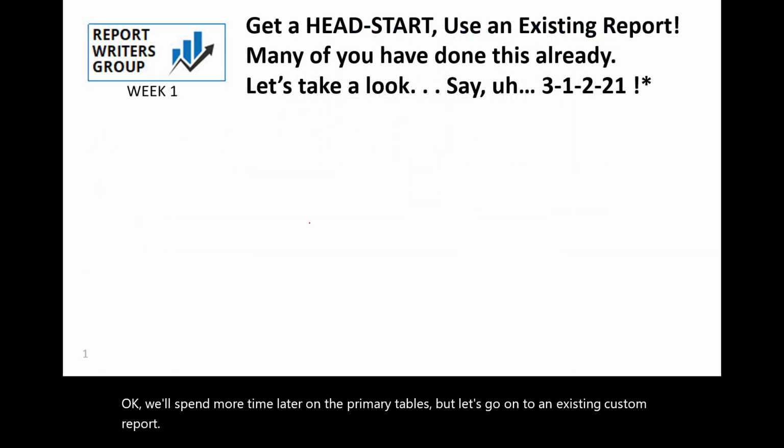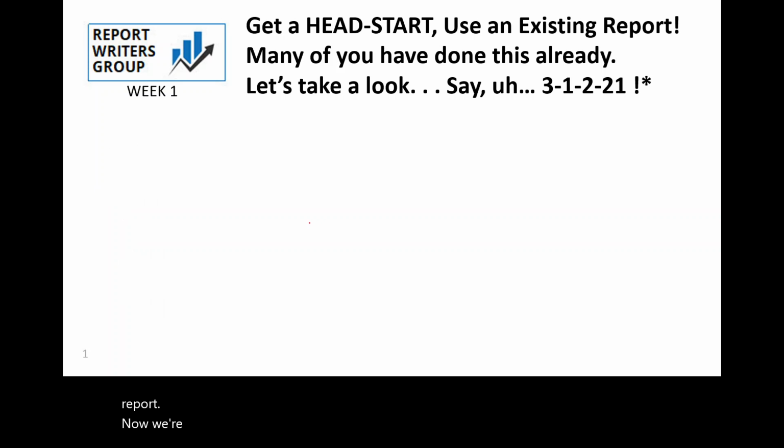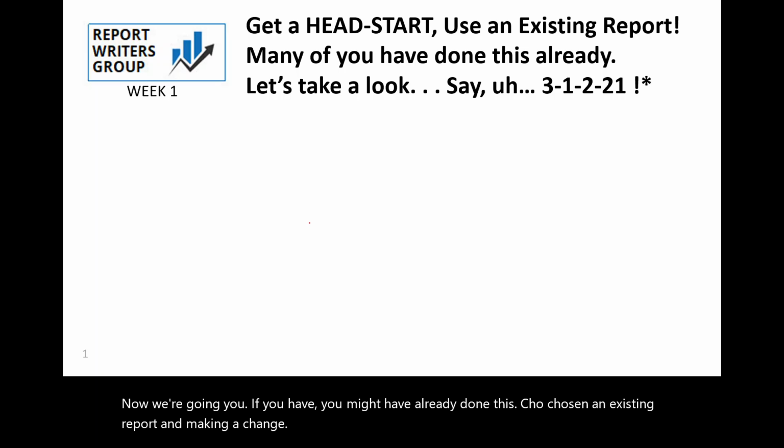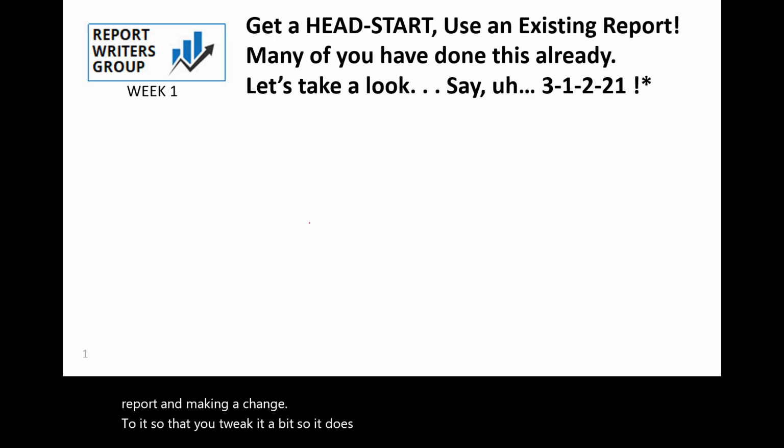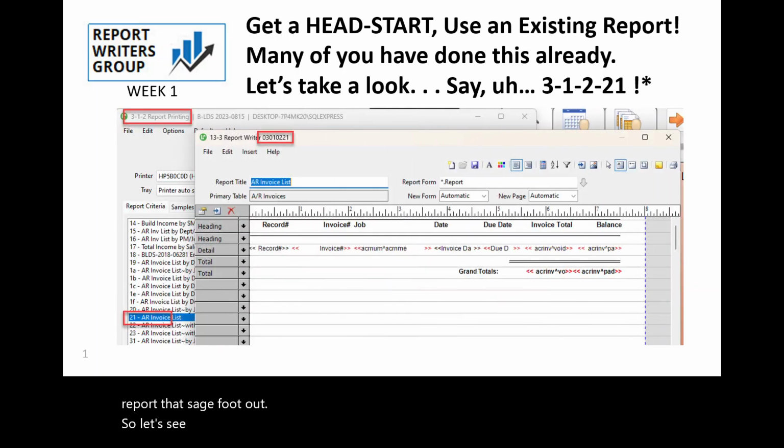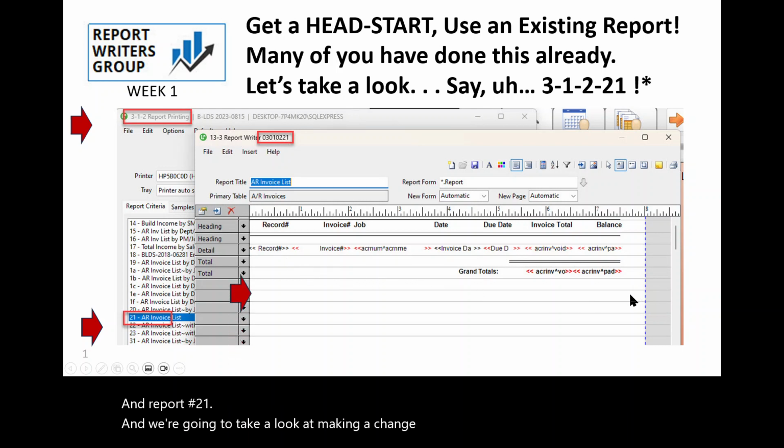If you might have already done this, you choose an existing report and make a change to it so that you tweak it a bit, so it does more of what you want rather than the canned report that Sage put out. So let's take a look at menu 312 and report number 21, and we're going to take a look at making a change here.